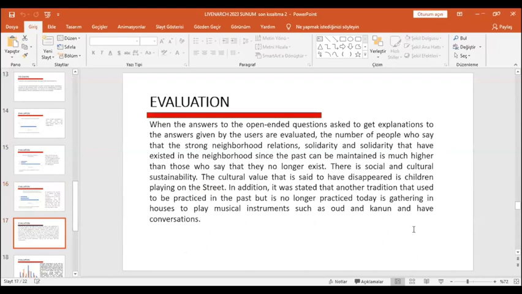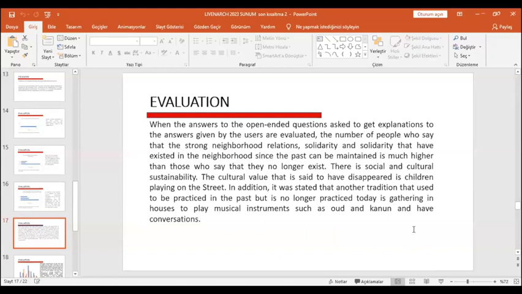When the answers to the open-ended question, asked to get an explanation of the answers given by the users, are evaluated, the number of people who say that the strong neighborhood relations and solidarity that have existed in the neighborhood since the past can be maintained is much higher than those who say that they no longer exist. There is social and cultural sustainability.